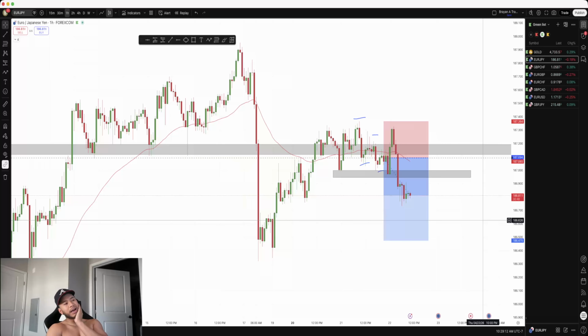So the trade is playing out perfectly right now, currently at a 1-to-1. I will continue to update you guys later in the day and see how it plays out.